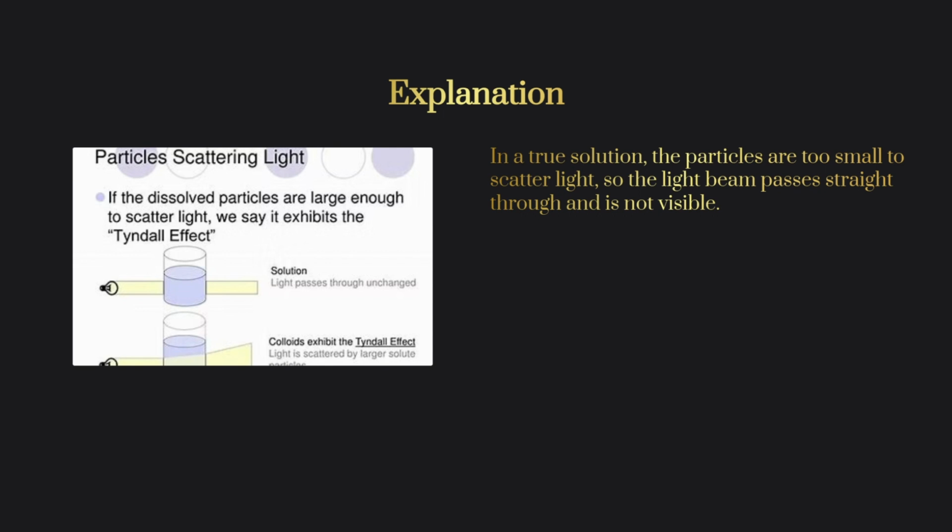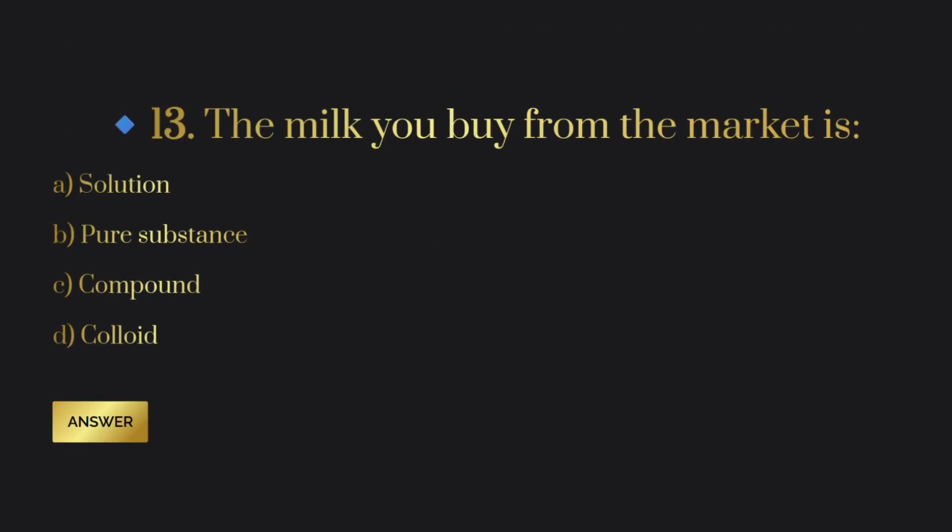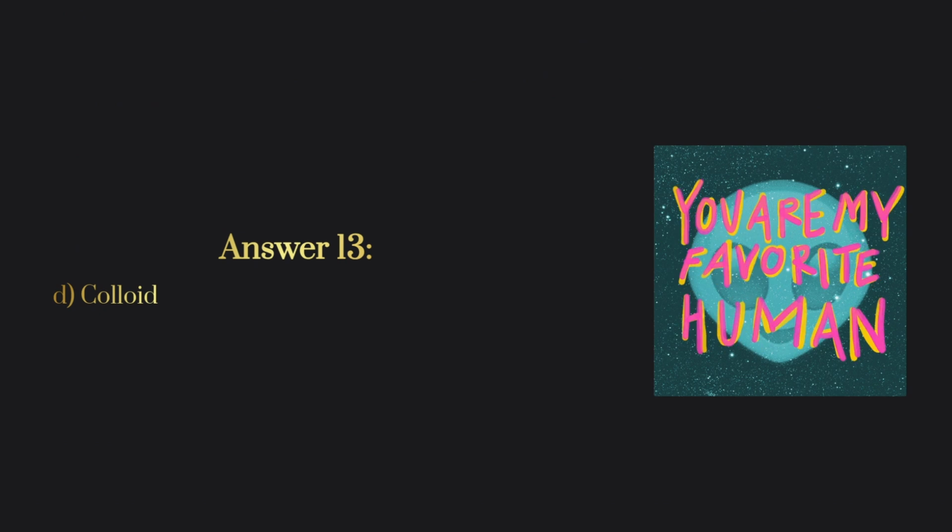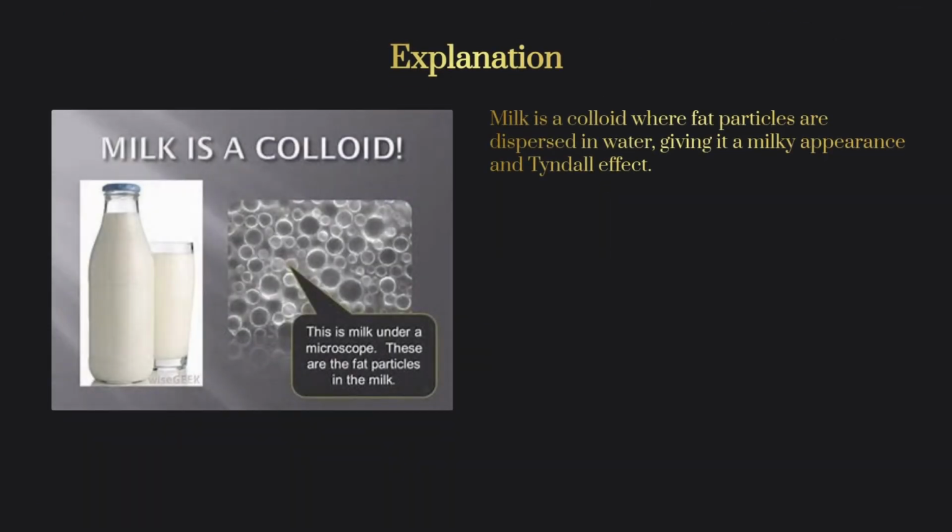Question number 13. The milk that you buy from the market is a solution, a pure substance, a compound, or a colloid. So the milk is a colloid. Why? Because milk is a colloid where fat particles are dispersed in water, giving it a milky appearance and Tyndall effect. So we put it under the category of colloids.